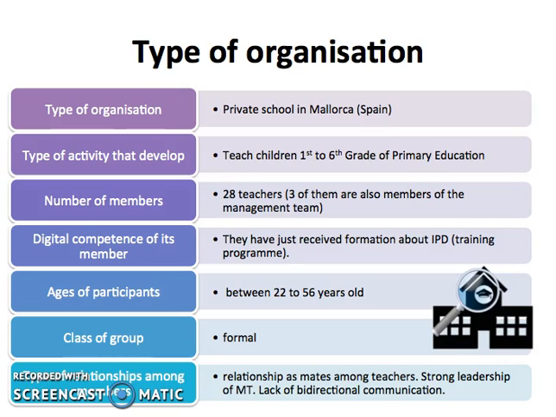First of all, I had to identify the most important characteristics of the organization. Here, there's an analysis of the type of institution. In this case, a school in Mallorca, with 28 teachers as members, including 3 who are also members of the management team. It's a formal group, and the type of relationships is as mates among teachers, with a strong leadership of the management team and a lack of bidirectional communication.